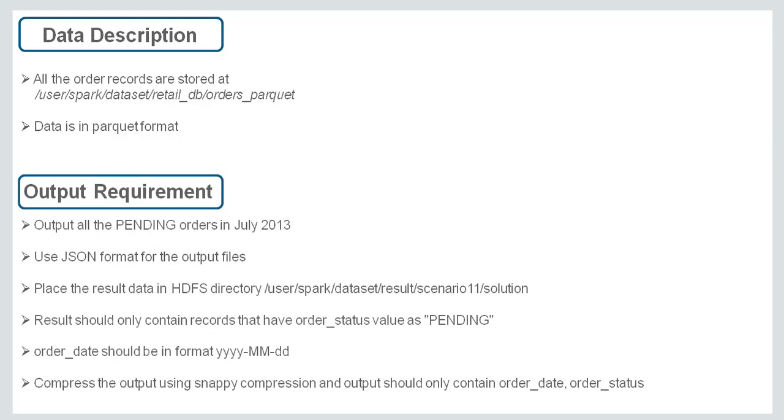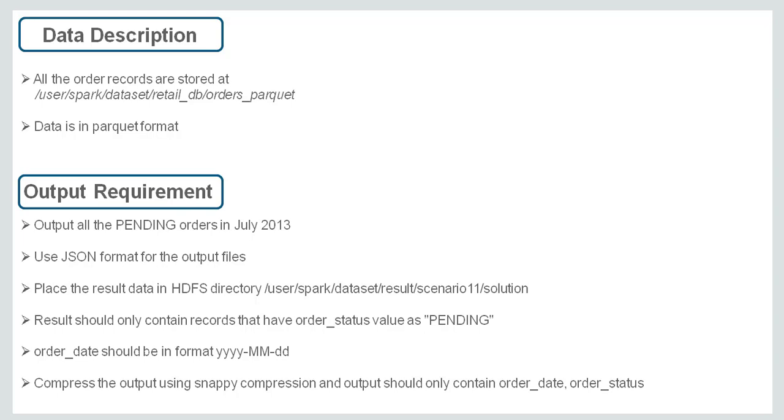Output requirement says that output all the pending orders in July 2013. Use JSON format for the output files. Place the result in HDFS directory. Result should only contain the records that have order_status value as pending. Order date should be in the format YYYYMMDD. Compress the output using snappy compression and output should only contain order date and order status.